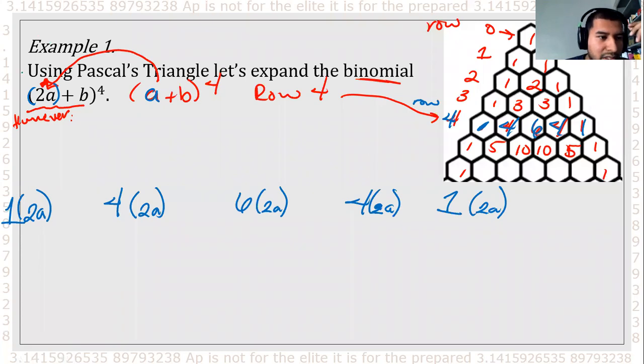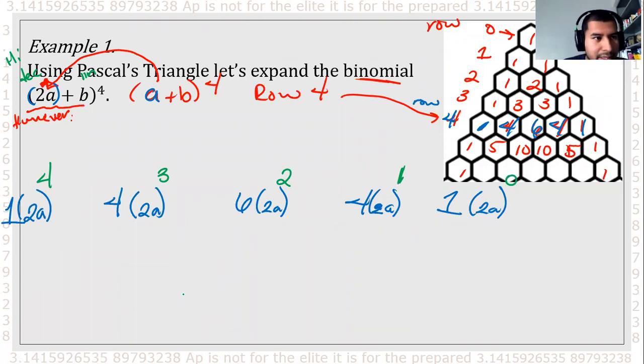And remember, this one is going to decrease and this one's going to increase. So this is going to start with the highest exponent, which is 4. Then it's going to decrease in exponents: exponent 3, exponent 2, exponent 1, and exponent 0.